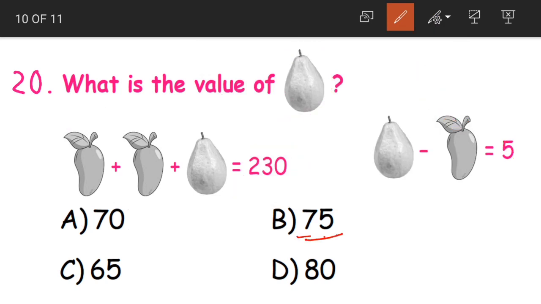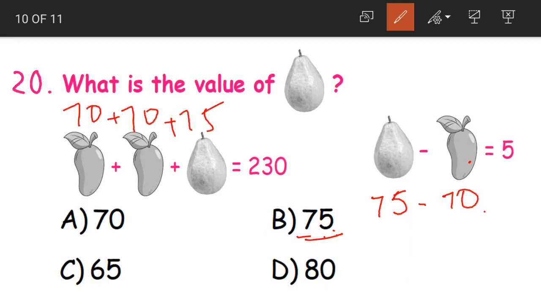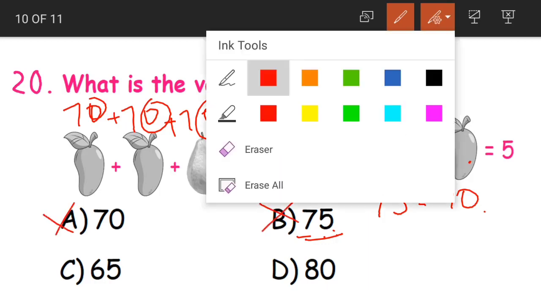Coming to option B, 75. Now when pear is 75, what will mango be? 75 minus 5, that is 70. Now 70 plus 70 plus 75. Now 5 plus 0, 5. 5 plus 0 again 5. In the sum we will have 5 in the units place, but here in the sum we are having 0 in the units place. So option B is also our wrong answer.